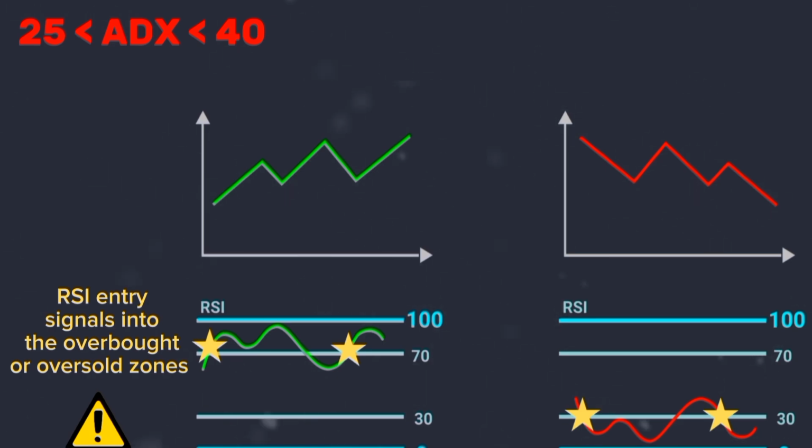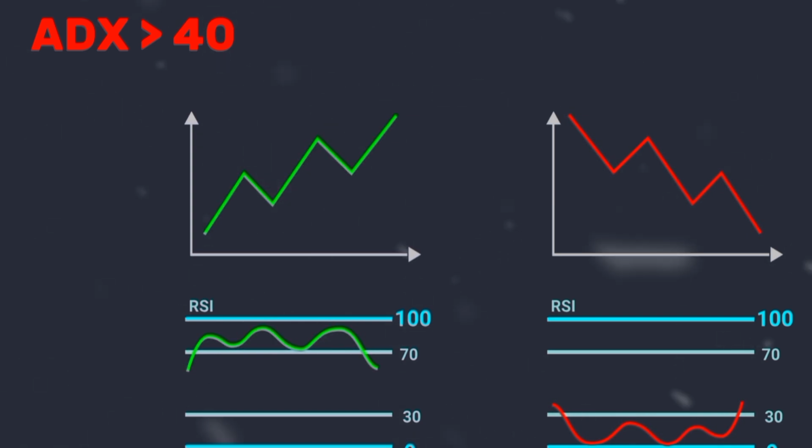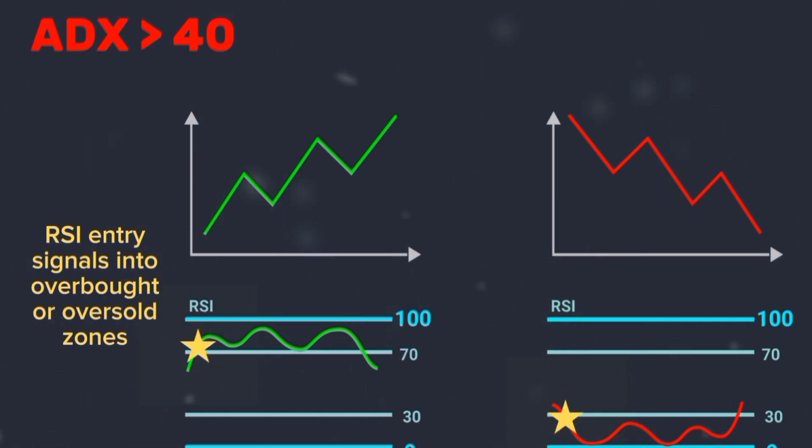ADX above 40. When ADX is above 40, the trend is very strong, and relying on RSI entry signals into overbought or oversold zones is not recommended. In this case, following the trend is the best strategy, as the trend is likely to continue for a longer period.